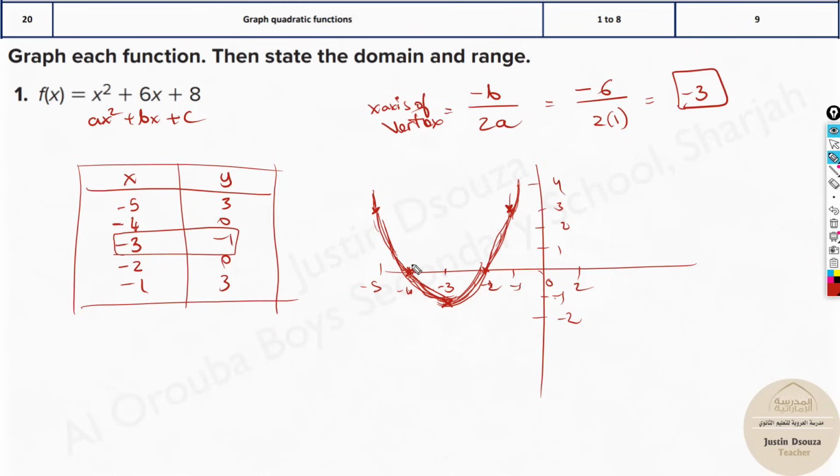Now this is the vertex, and these are the solution points, and it extends till infinity. Basically, it keeps on going. If you find more points as well, you will get a similar shape. It just keeps on going. So that is the answer.